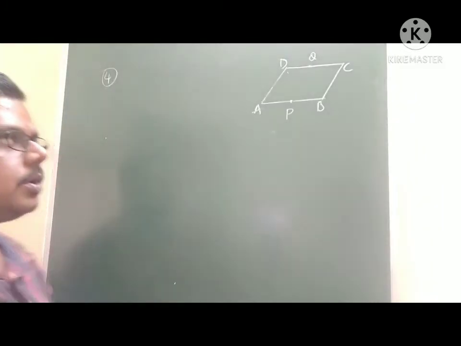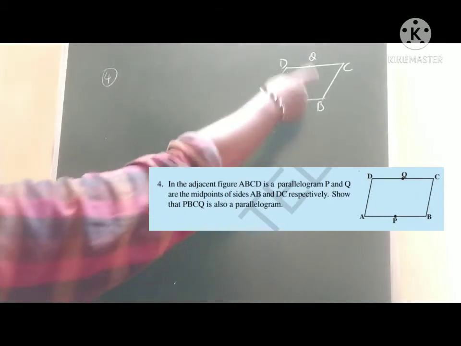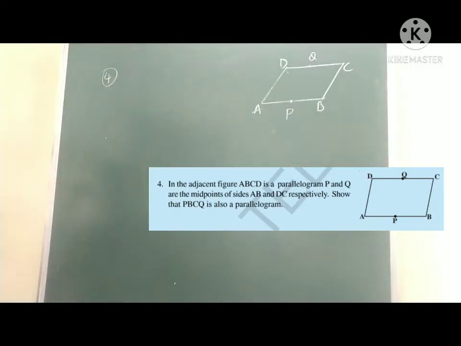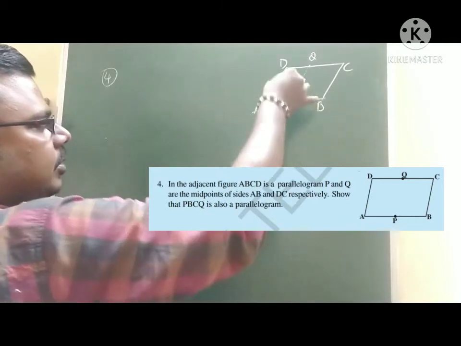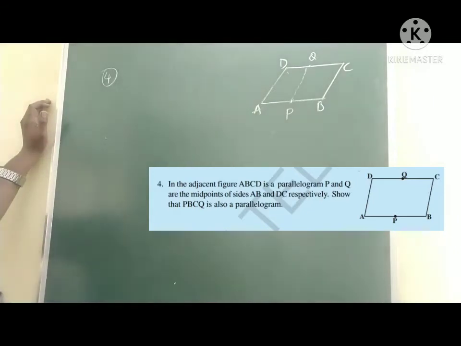Fourth question now. Here it has been given that ABCD is a parallelogram and P and Q are the midpoints of the sides AB and DC respectively. Show that PBCQ is also a parallelogram. So if I join this PQ, the figure that I will get, PBCQ, is also a parallelogram. That is what we have to prove here.